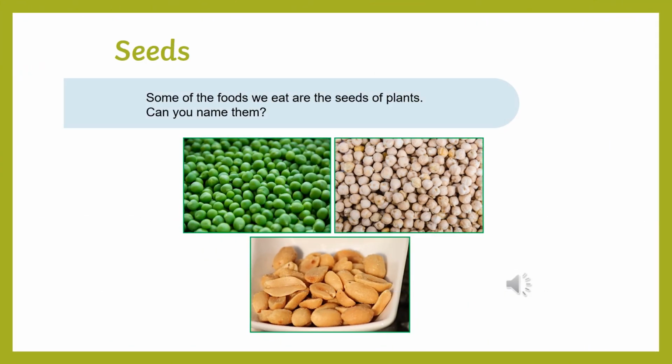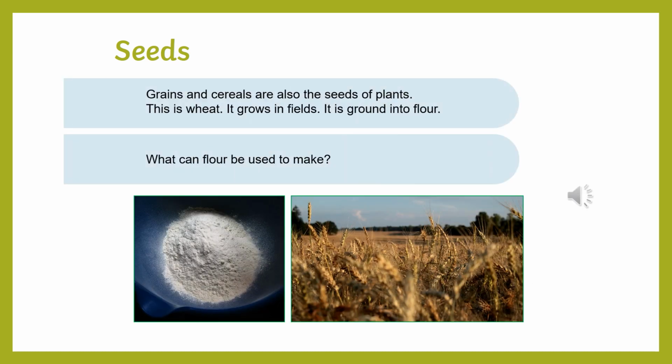Some of the foods we eat are actually the seeds of a plant. Can you name any of the seeds below? Grains and cereals are also the seeds of plants. This is wheat. It grows in fields. It can be ground down into flour. What can flour be used to make?